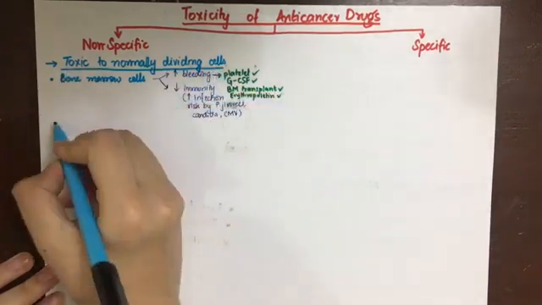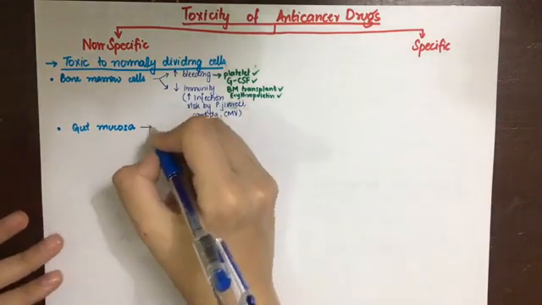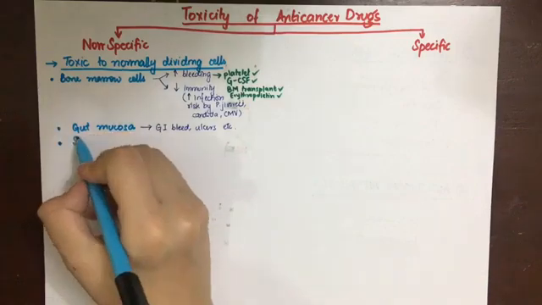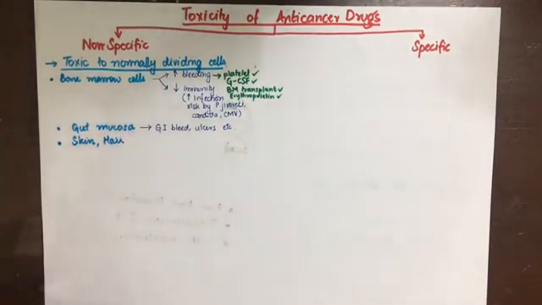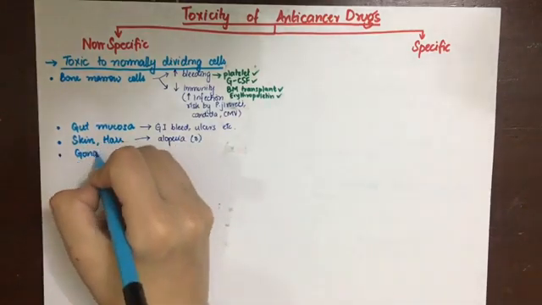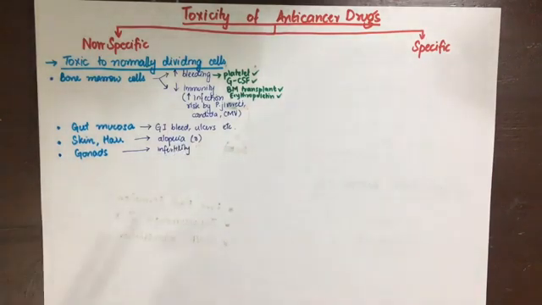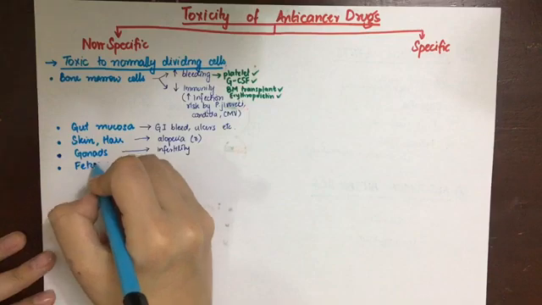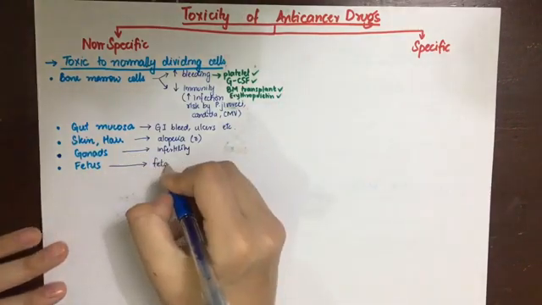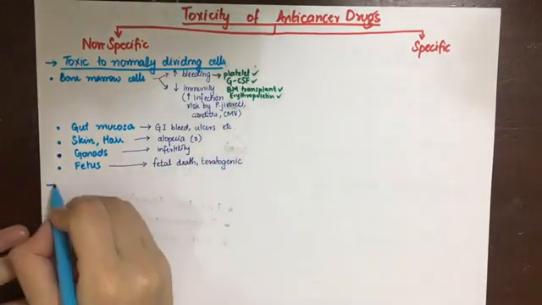Apart from the bone marrow cells, the gut mucosal cells are also affected, leading to GI bleeding, ulcers, etc. The skin and hair are also rapidly dividing cells and will lead to alopecia, which is usually reversible on stoppage of therapy. The gonads also have rapidly dividing cells and will lead to infertility in both sexes. In pregnancy, the fetus will undergo abortion and also have teratogenic effects due to their ability to cause mutations.